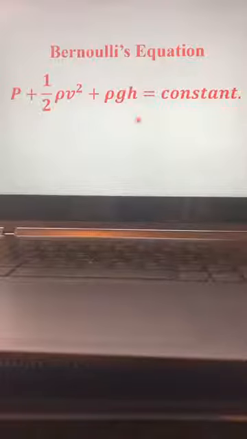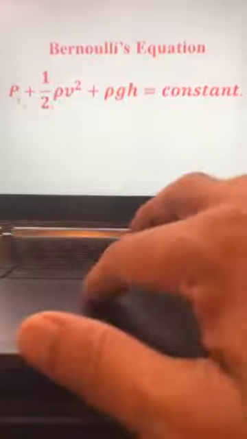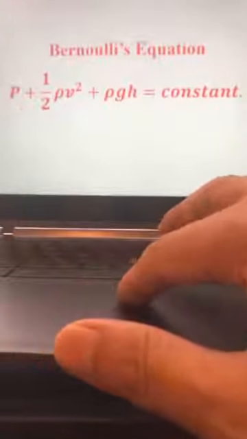So what Bernoulli's equation tells us is that the sum of these three quantities remains constant. What does this mean? This means that if pressure increases, if the first term increases, then the second term or the third term, or both, should go down, so that the total remains constant.